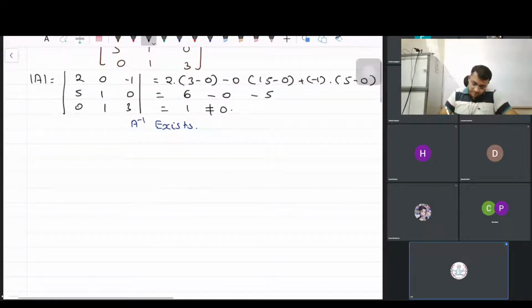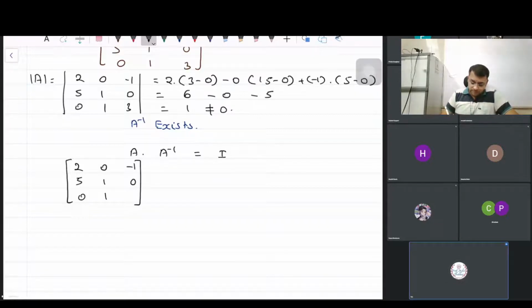So now guys, when we know that A inverse exists, in that case I can find it out with the help of our condition that A into A inverse is equal to I. So substitute this value 2, 0, minus 1, 5, 1, 0, 0, 1, 3, A inverse. So what do I get? 1, 0, 0, 0, 1, 0, 0, 0, 1.